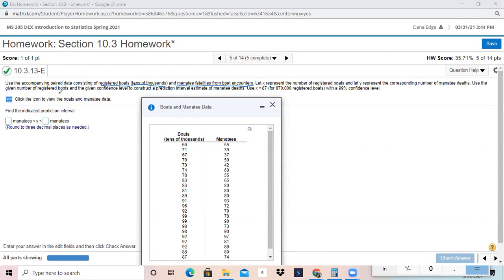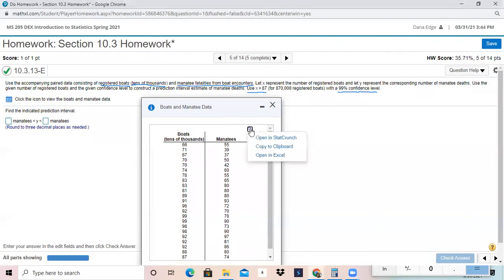Use the given number of registered boats and the given confidence level to construct a prediction interval estimate of manatee deaths using X equals 87 to represent 870,000 registered boats. Remember, that was in tens of thousands, with a 99% confidence level. Okay, let's see what we got here.